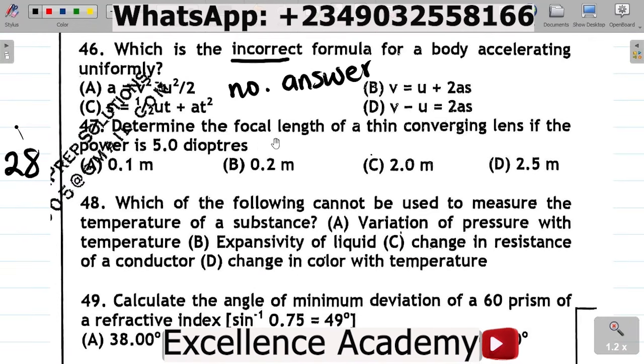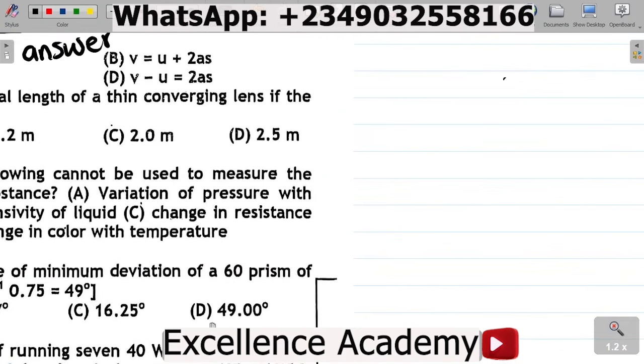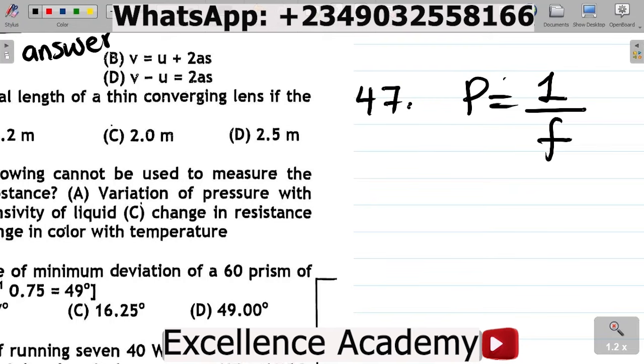Okay. 47. Determine the focal length of a thin converging lens if the power is 5 diopter. How do we solve this question? To solve 47, you want to note that the power of a lens P is equal to the inverse of the focal length. That's how you solve this.